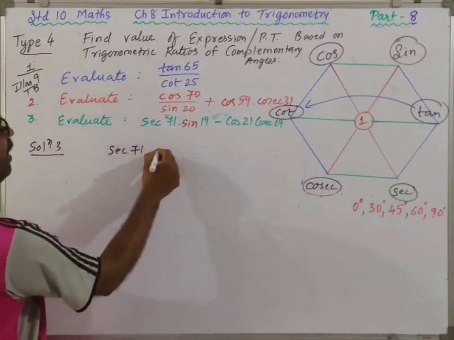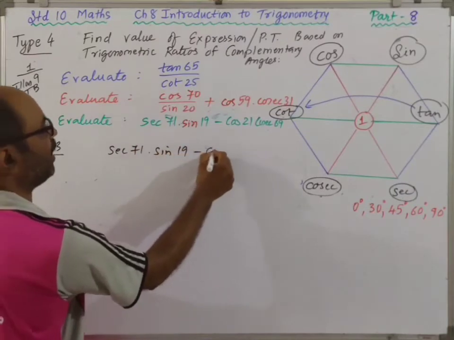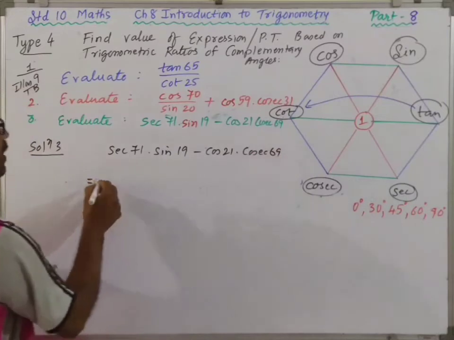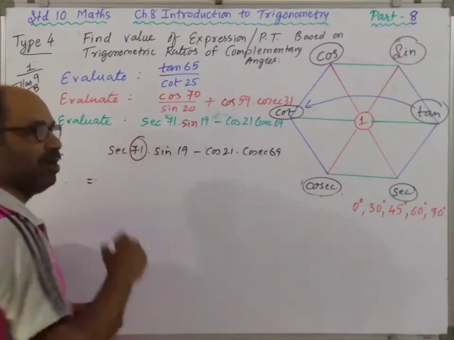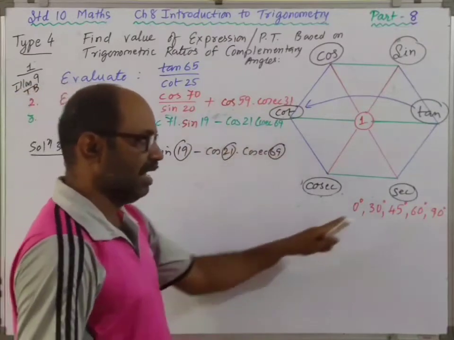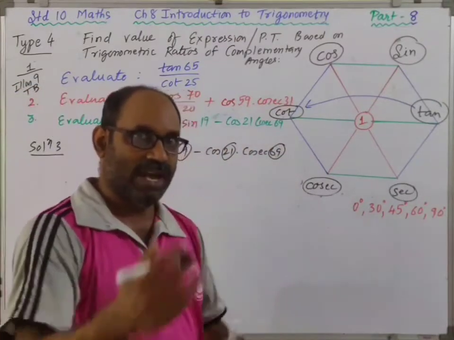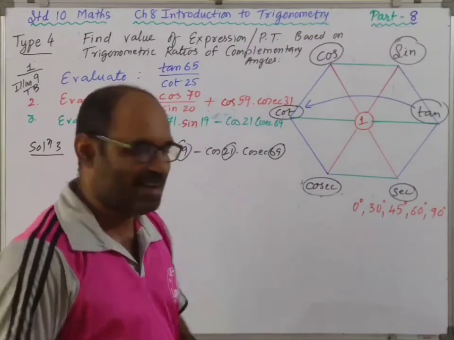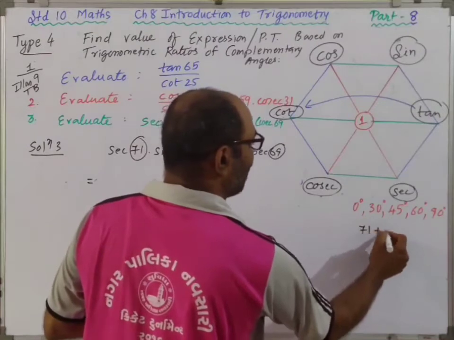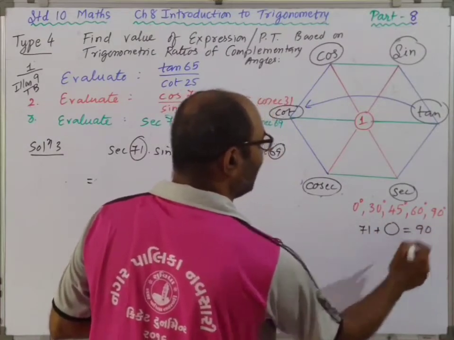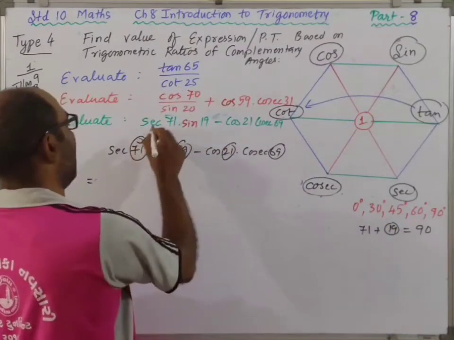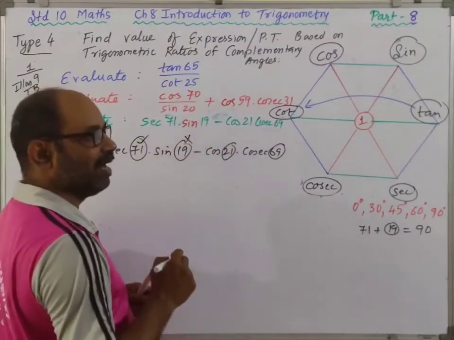Sec 71 into sine 19 minus cos 21 into cosec 69. Let's see. 71, 19, 21, 69 are non-special angles, so we'll use trigonometric ratios of complementary angles. The first angle we come across is 71. 71 plus what is 90? It is 19. So 71 and 19 are complementary. I'll change this, but not the 19 one.